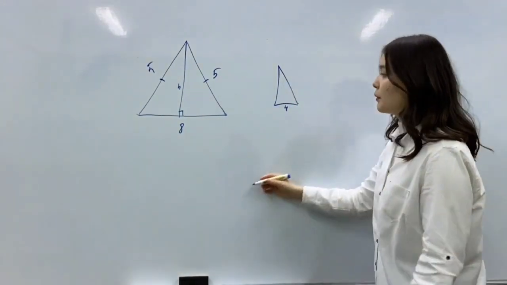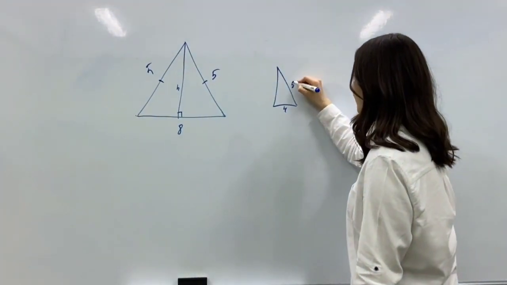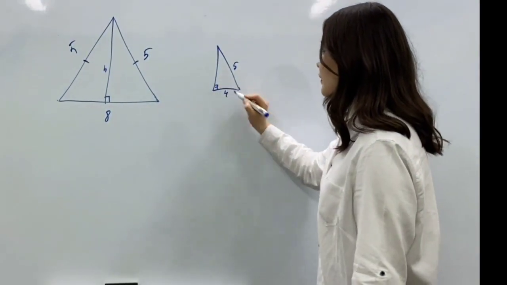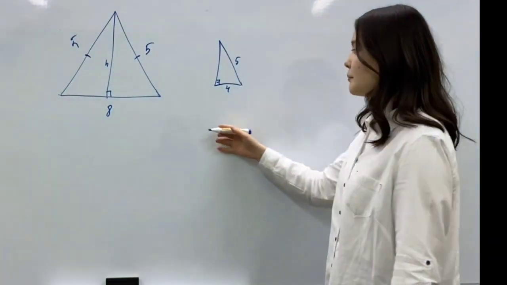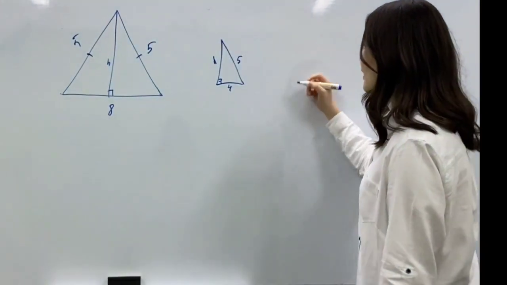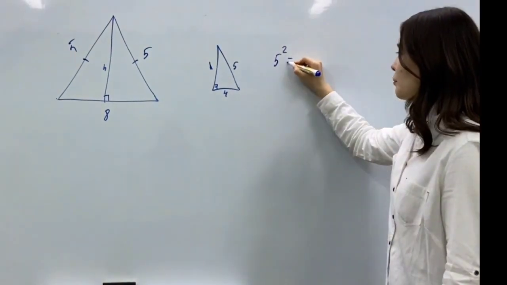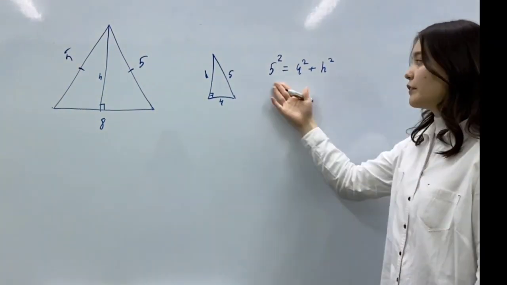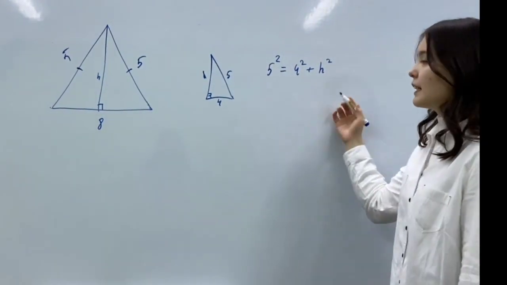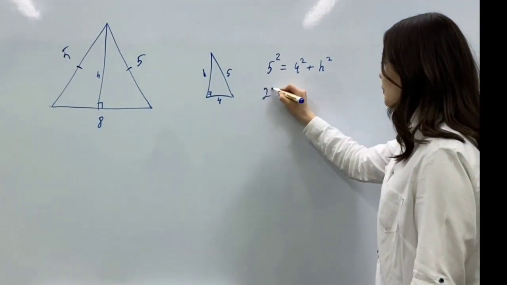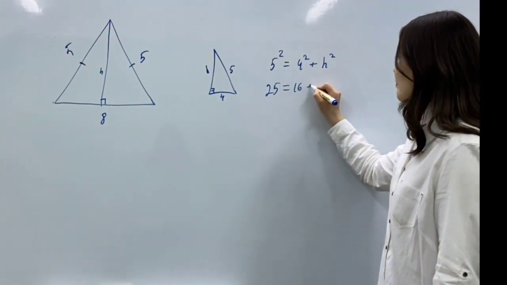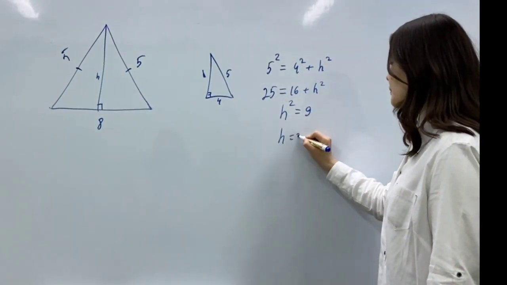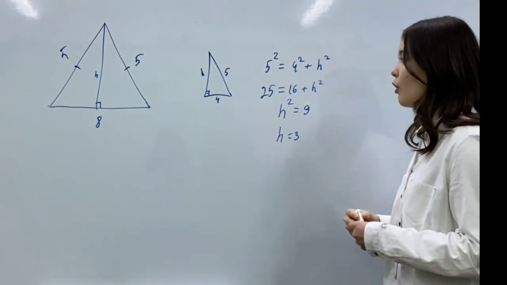This will be 4, because we split it in the middle. This will be 5, and this will be the missing side. By using the Pythagorean theorem, we're gonna find the missing side, h. So 5 squared will be equal to 4 squared plus h squared, because 5 is the hypotenuse, and 4 and h are legs. And that will be 25 equals 16 plus h squared. H squared will be 9 and h will be 3. And we found the height of the triangle.